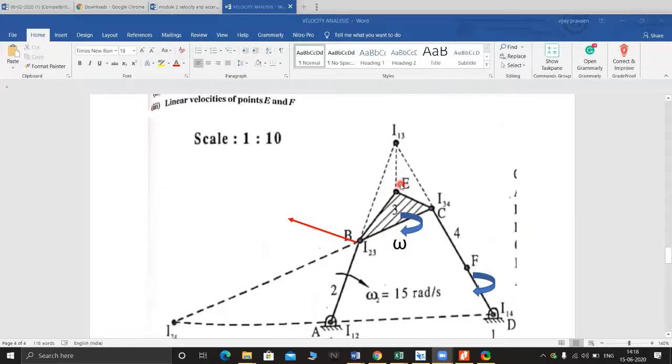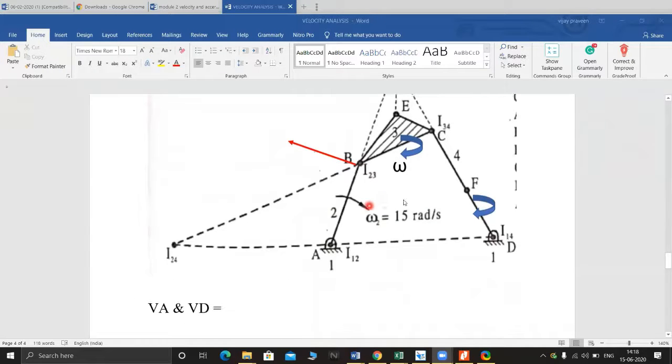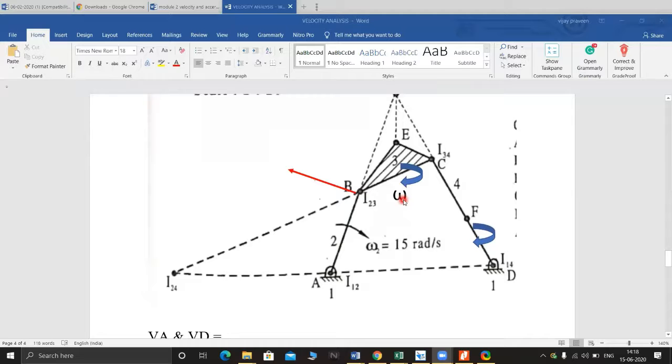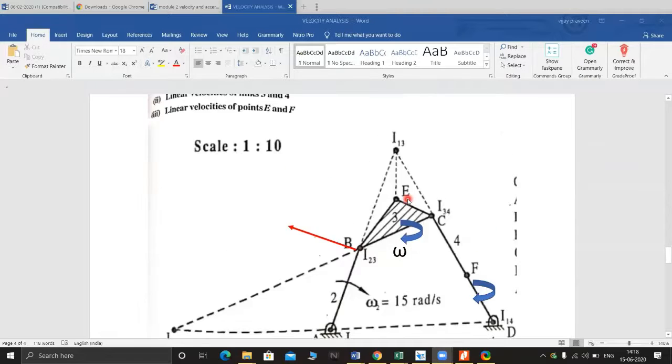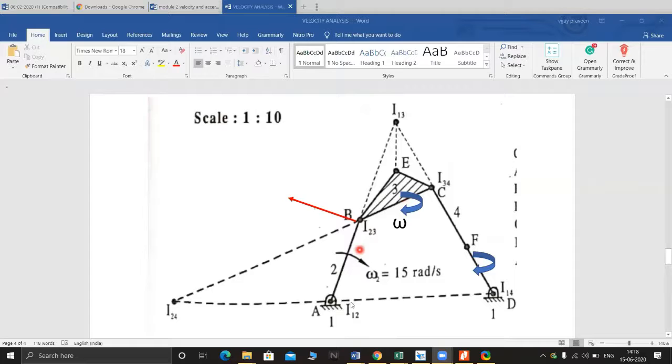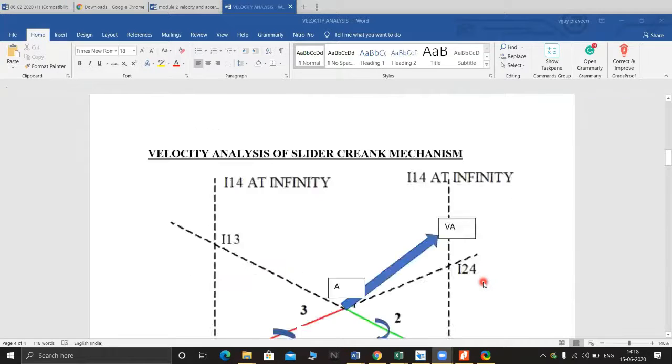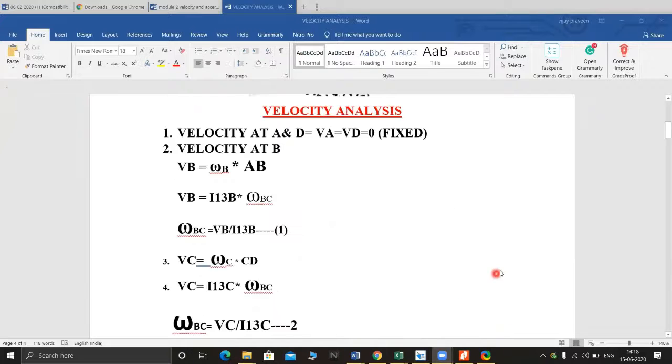Today we are going to solve this problem. That is the last problem on the velocity analysis using the instantaneous center method. That is again a 4-bar mechanism. So it is the same as the first problem type, but what is the difference?